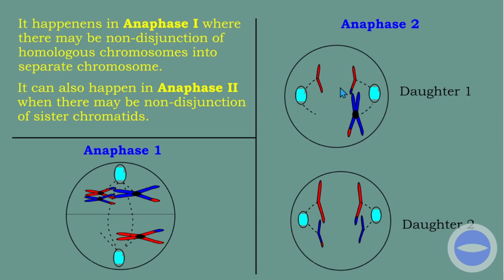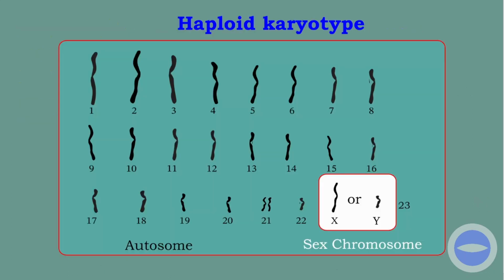And when these things happen, they will force a haploid karyotype. This is a haploid karyotype. You can see that the chromosomes are not in pairs, so we call it a haploid karyotype. But you can see this chromosome 21 contains 2 chromosomes. It's the result of non-disjunction. So you must be able to read this.